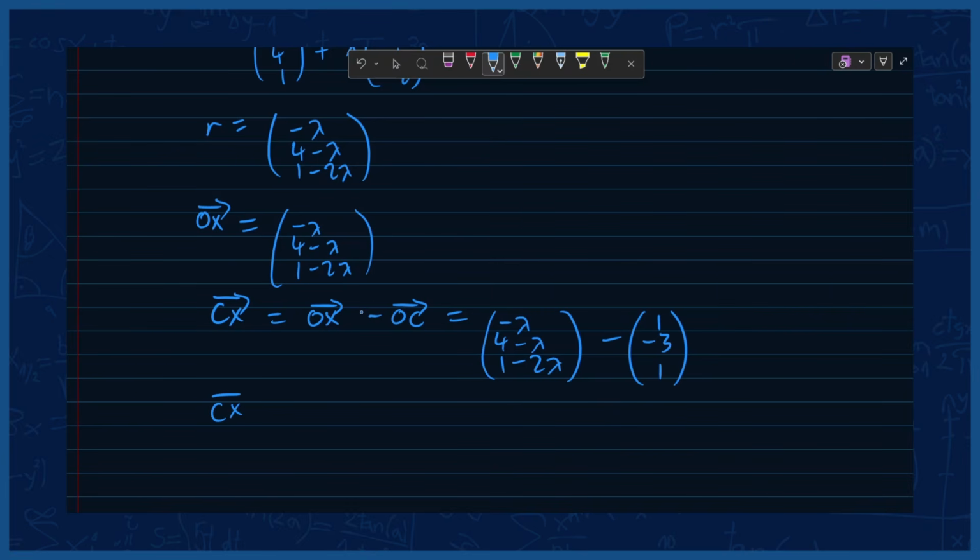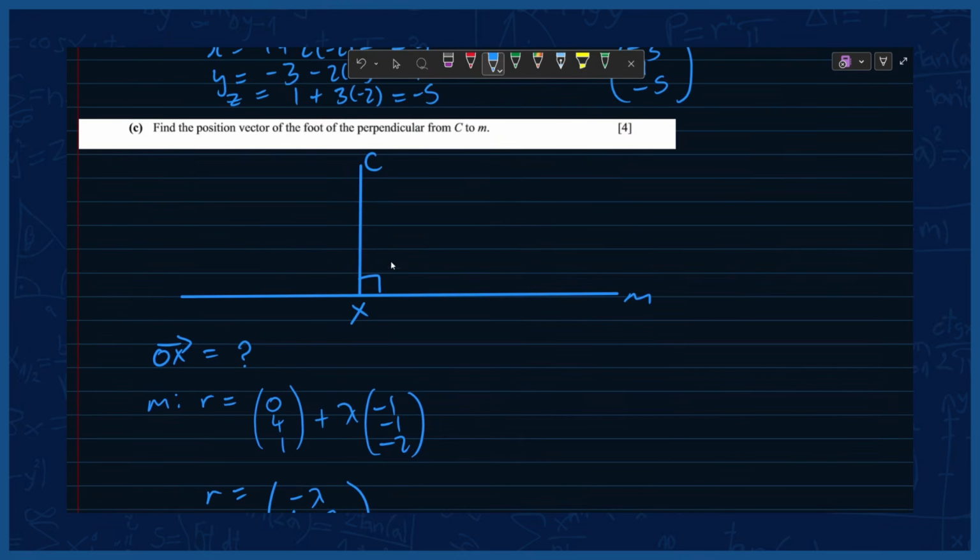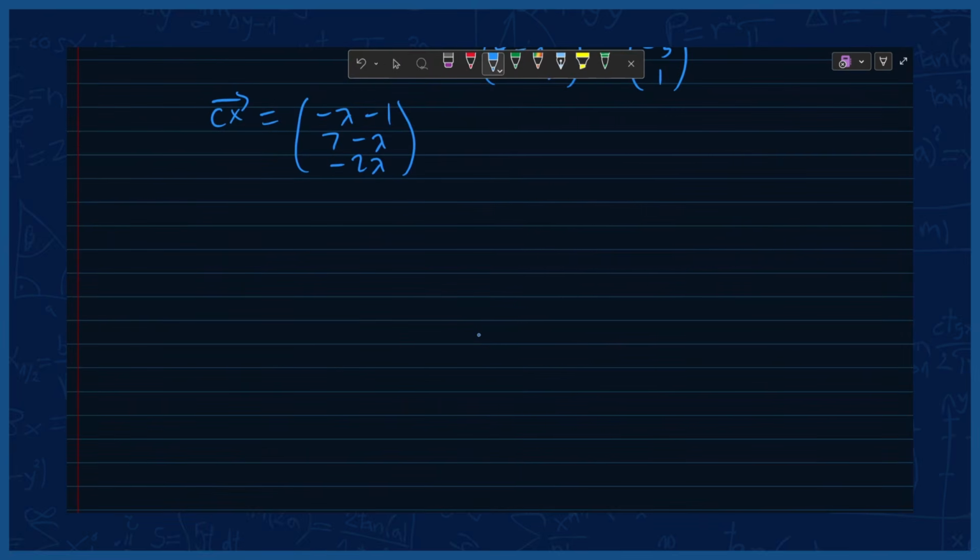And so CX is going to be, let's subtract, so negative lambda, negative 1, and then 4 minus lambda minus 3, so that's plus 3. So 4 plus 3 is 7, so 7 minus lambda, then 1 minus 2 lambda minus 1. The 1 and the minus 1 cancel out, so I end up with minus 2 lambda. This is my CX. And we said we want to dot CX with the direction of M. So I'm going to do CX dot the direction of M. Since these two are perpendicular, this is going to be 0.